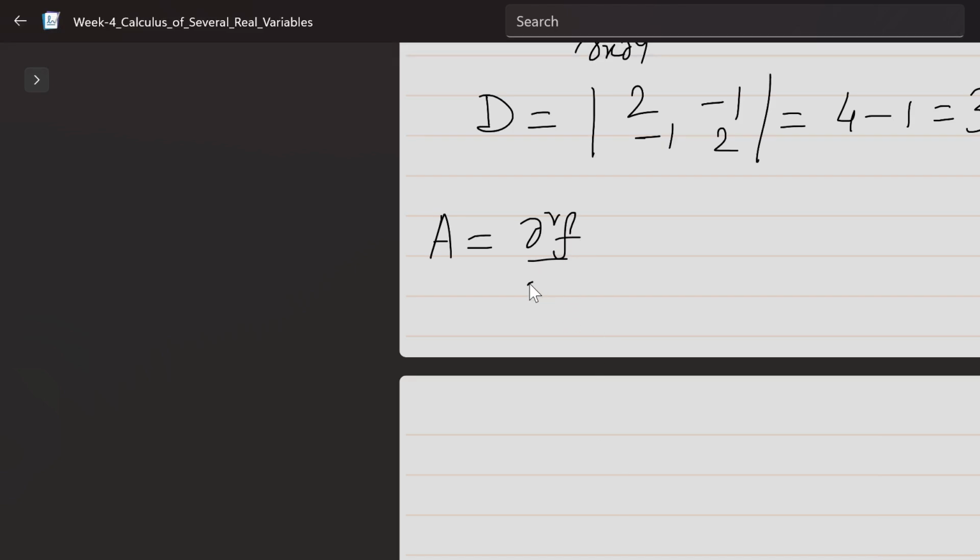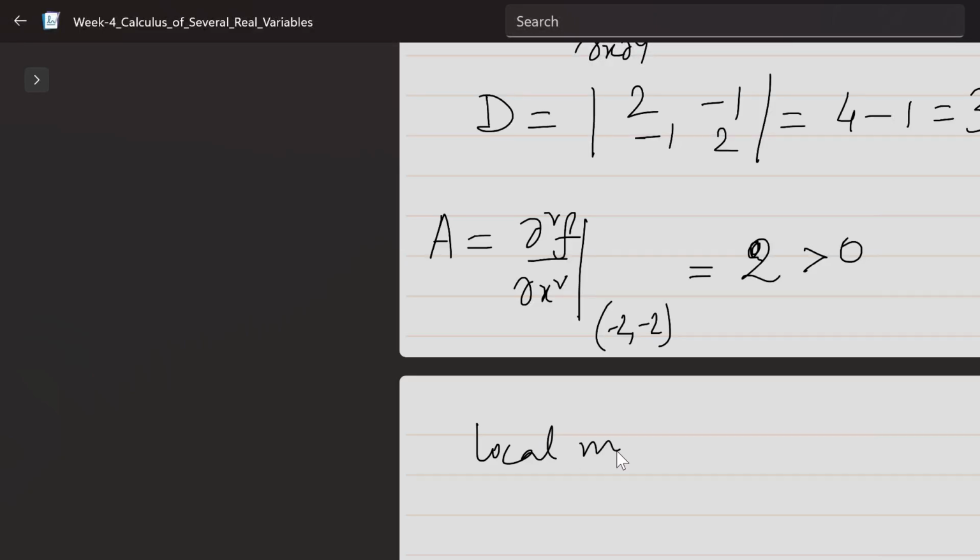A is del 2f del x2. I am writing it. You can write half of del 2f del x2, no issue. But if A is positive, half of A is also positive. That is what I want to say. So it is true always. So that means it is positive. So that means it is a local minimum at minus 2 comma minus 2.